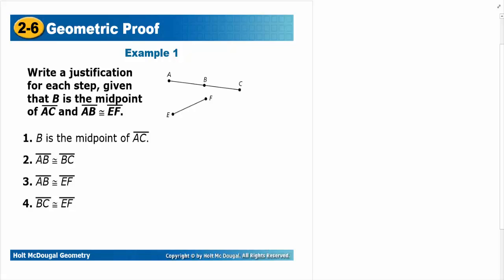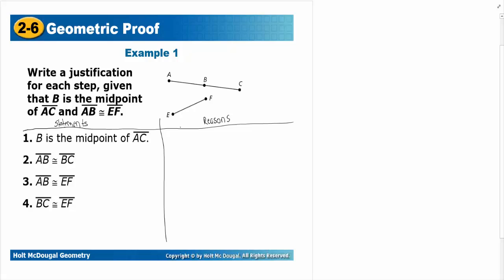Alright, so example 1, it says write a justification for each step. So it's really, again, setting up a proof. So if I was going to do this using what we call a two-column proof, which is what I've been setting up with you guys, you're going to have two columns. And this first column is going to be your statements, which are given to you. And the right side will be your reasons.